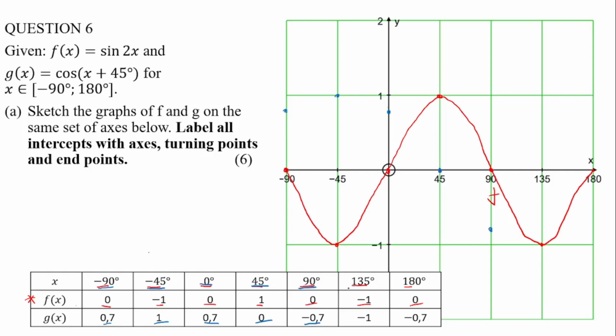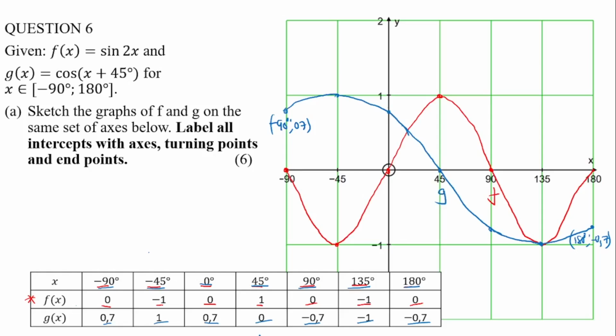And then at 135, g of x is negative 1, so it's here. And then at 180, g of x is negative 0.7, so somewhere there, that's 180 degrees, negative 0.7, right? And then remember the endpoints, we have to indicate them. Here is negative 90 degrees and then 0.7. Okay, then you can easily sketch the graph of g of x. This is the graph of g of x.